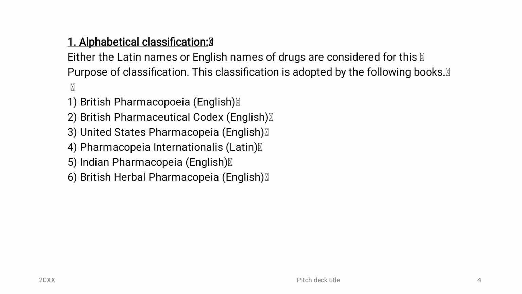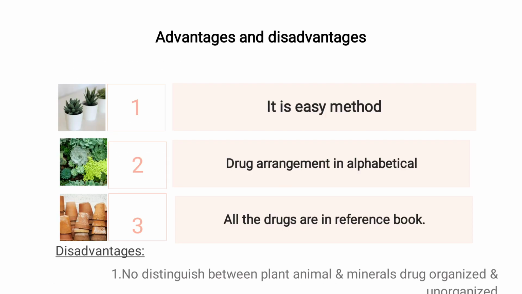Purpose of classification. This classification is adopted by the following books. First, British Pharmacopoeia. Second, British Pharmaceutical Codex. Third, United States Pharmacopoeia. Fourth, Pharmacopoeia Internationalis. Fifth, Indian Pharmacopoeia. Sixth, British Herbal Pharmacopoeia.